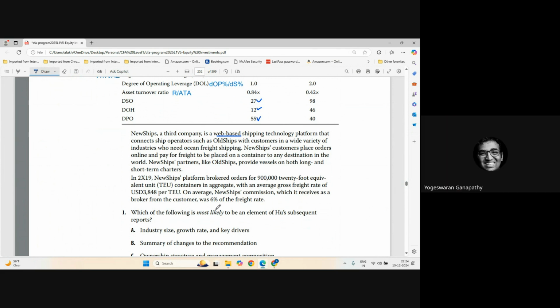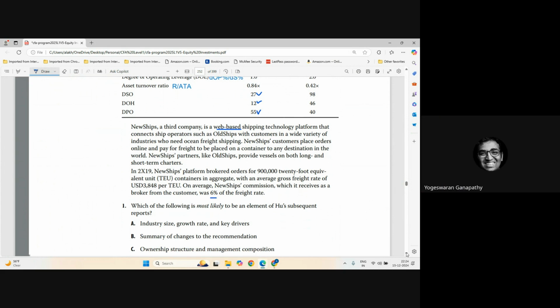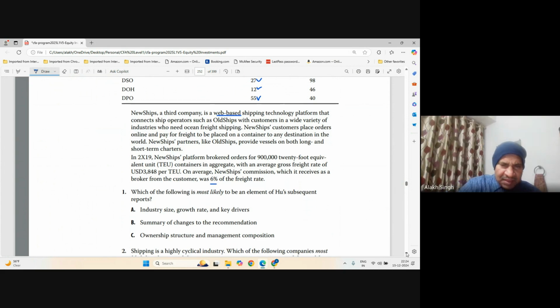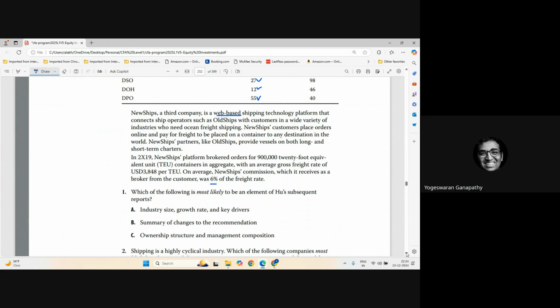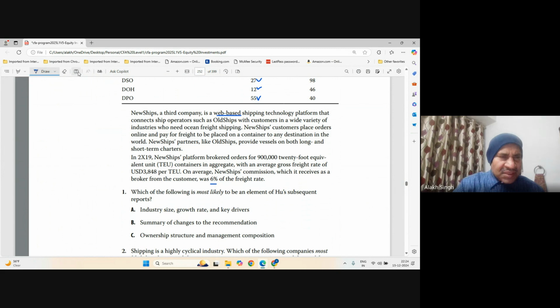Which of the following is most likely to be an element of Hu's subsequent reports? Subsequent reports. Okay, sir. What will you write in that? Subsequent reports would be a summary of changes to the recommendation. Very good. In subsequent reports, we write only changes. So B is the correct answer.